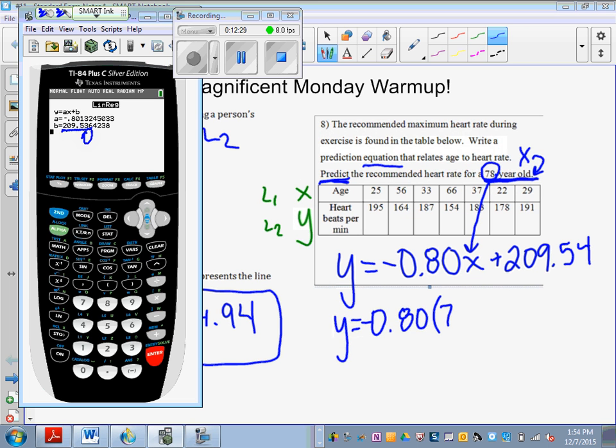Negative 0.80 times 78 plus 209.5. And I put that in my calculator.